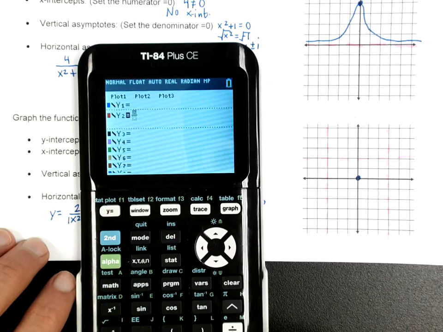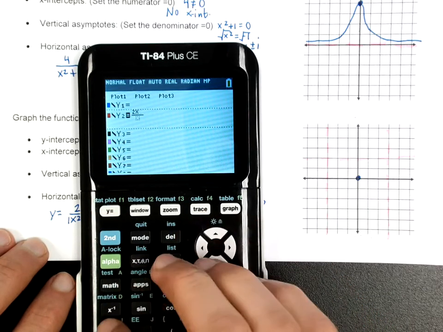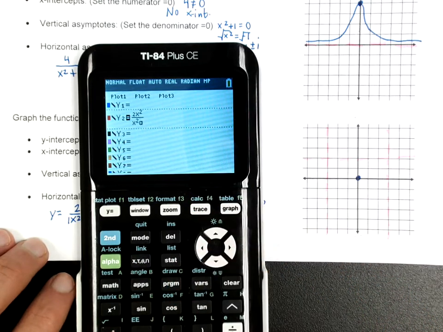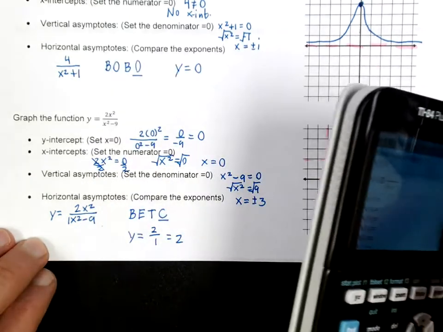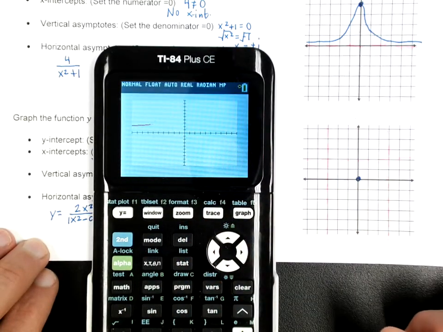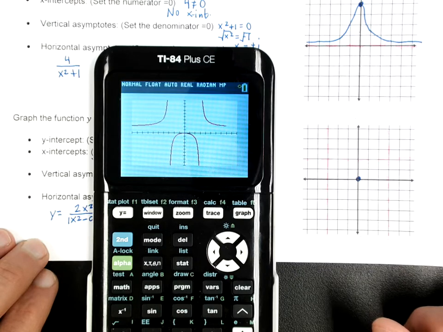Press enter. Now, we have 2x squared over, I believe it was x squared minus 9. I'll check it out here before I graph it. Let's graph it. Alright, there is that. And there is that. Okay.